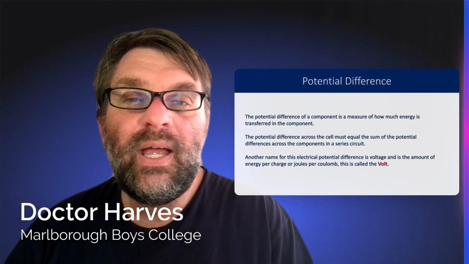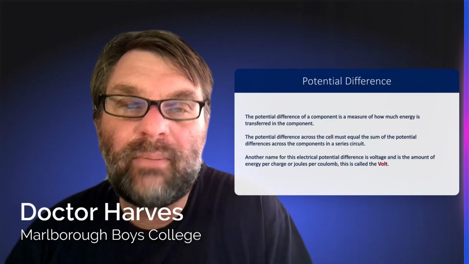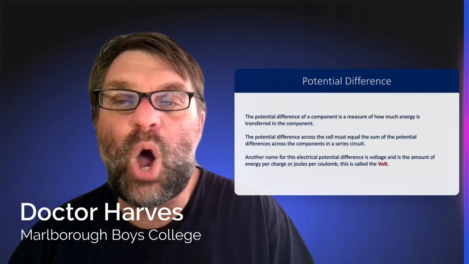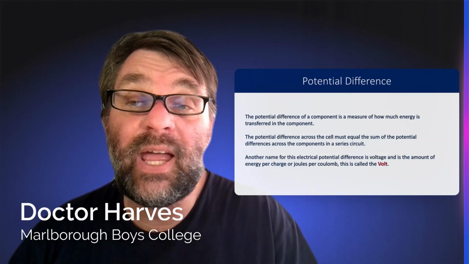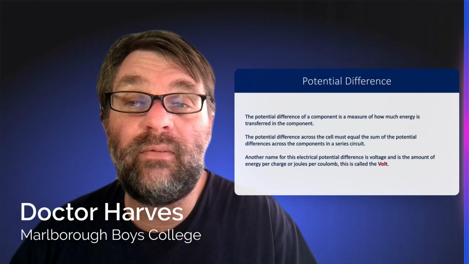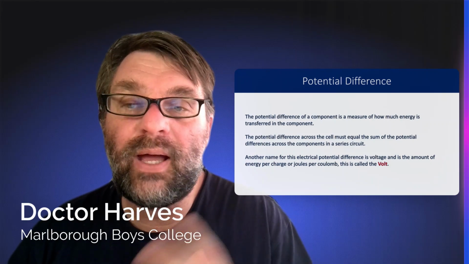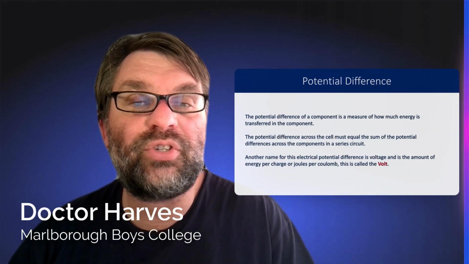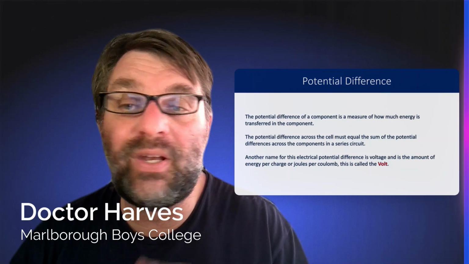So in summary, the potential difference of a component, or the voltage of a component, is a measure of how much energy is transferred in the component. Okay, so in the previous example, you'll have 1.5 joules being transferred per coulomb of charge into light energy, and the potential difference across the cell must equal the sum of the potential differences across the component in a series circuit.